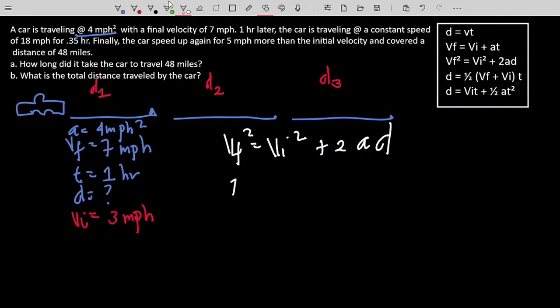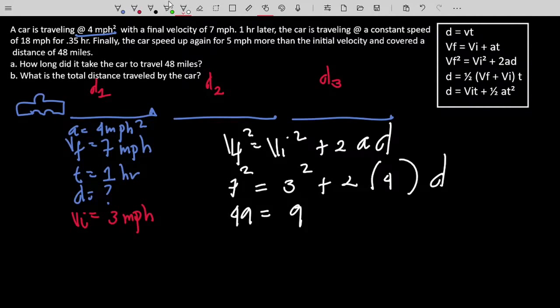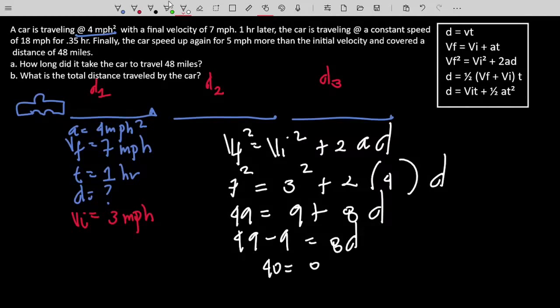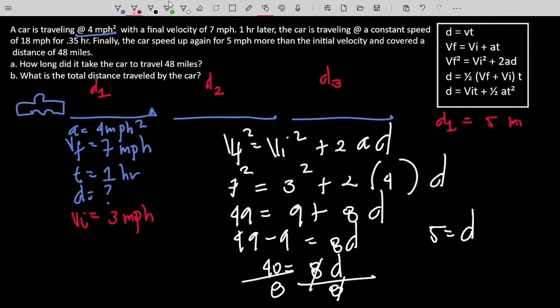Now the final velocity is 7 squared, the initial velocity is 3 squared, plus 2, acceleration is 4, and displacement is what we are trying to look for. So 7 squared is 49, and 3 squared is 9, plus 2 multiplied by 4 is equal to 8, and displacement. So transpose your 49 right here. So 49 minus 9, which is of course 40, is equal to 8 multiplied by displacement. Now divide both sides by 8, then cancel. 40 divided by 8, then you should have the value of 5. So therefore, for displacement 1, we actually have the value of 5 miles.